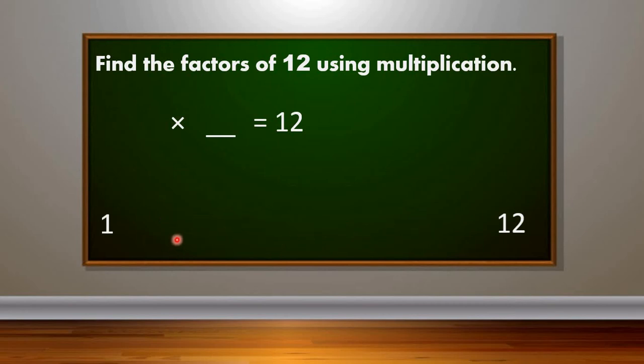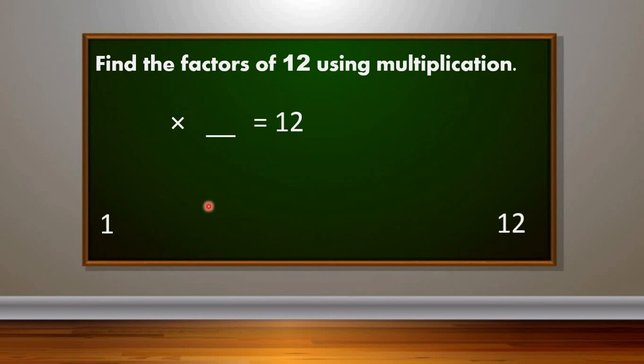Kids, always keep in mind that 1 is the smallest factor of any number. And the number itself is the greatest factor of any number. So here 1 is the smallest factor of 12. That is why we have kept it on one end. And 12 is the greatest factor of 12. So we have kept it on the other end because the numbers which will be the factors of 12 will not exceed 12. Now let's look for some other combination.